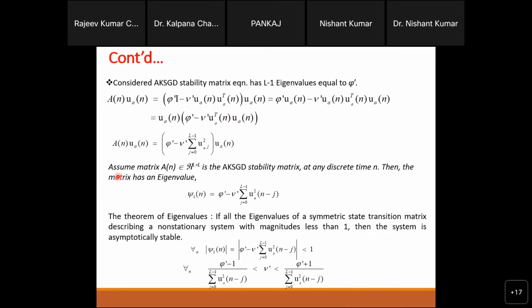So here, what is that? Here we have assumed that this matrix is a discrete time factor of n, and the matrix eigenvalues are like that, and then we will apply the eigenvalue theorems. According to the eigenvalue theorems, if the diagonal elements of the non-stationary system have magnitude less than 1, then the system is asymptotically stable, right? So this is the basic theorem. All those eigenvalues of the symmetric state transition matrix, right?